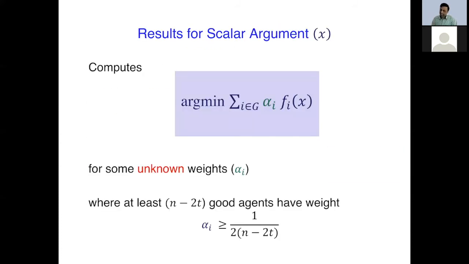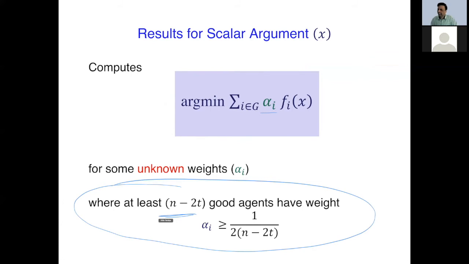The output it produces, as k goes to infinity, the argument will converge to a value. That's the argument that minimizes a weighted cost function, the weighted cost of just the good agents, where the ith good agent gets the weight of alpha_i. Now, the property that the alpha_i have is the following: at least n minus 2t of those good agents will each have a weight of at least 1 over n minus 2t times half. So it's not quite uniform, but within a factor of 2 of uniform weight.